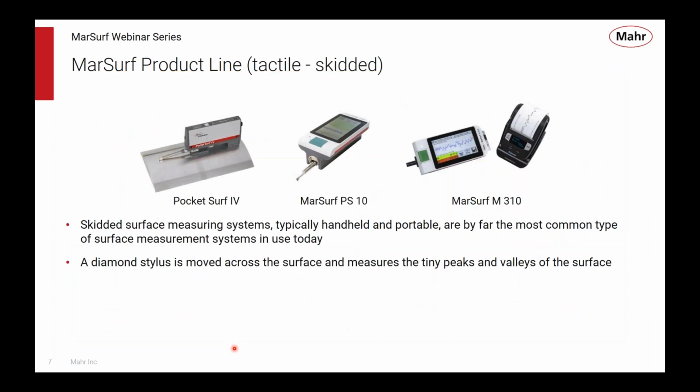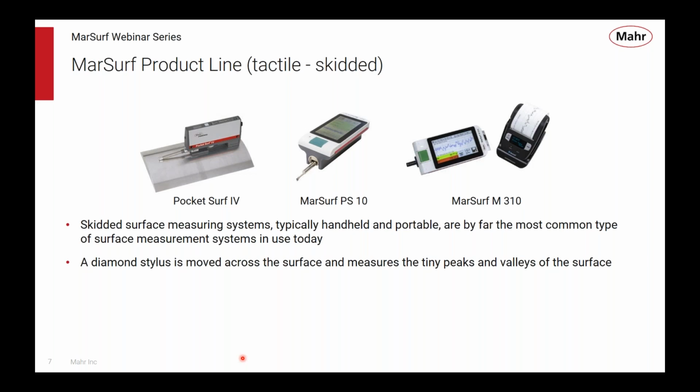So I'll start with by far the most common types of instruments that people use today. These are the skidded. We'll come back to that in a minute, what skidded means. Handheld, portable surface measuring instruments. These are the kind that we sell hundreds of for every 1 or 10 of the others. They typically cost something on the order of a couple $1,000s.